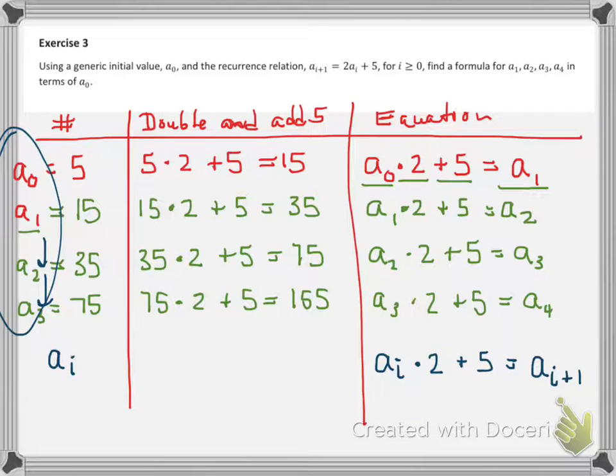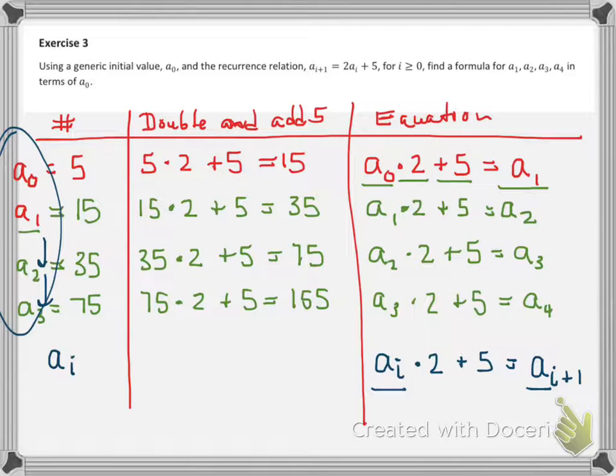So that equation tells us whatever my original number is, a sub i, I'm going to double it, I'm going to add 5, and that's going to be equal to my initial number plus 1, which is the next starting number in the sequence, and also the result. Okay, so there is our recursively defined sequence, and we can use that to help us find some answers here.